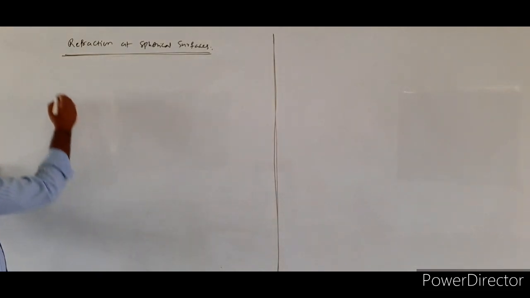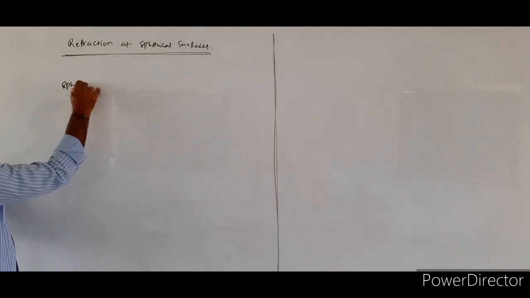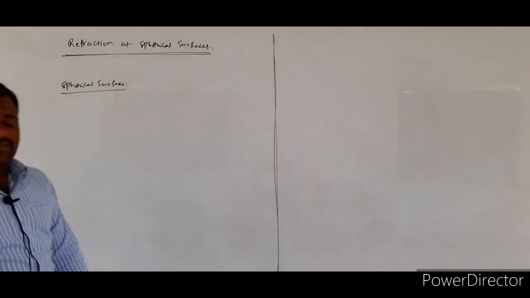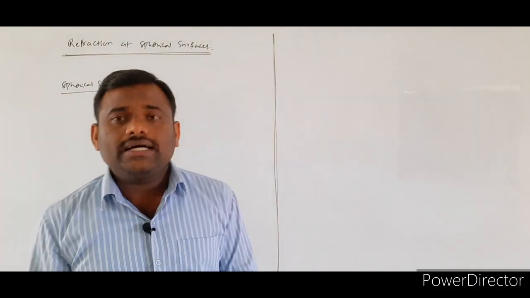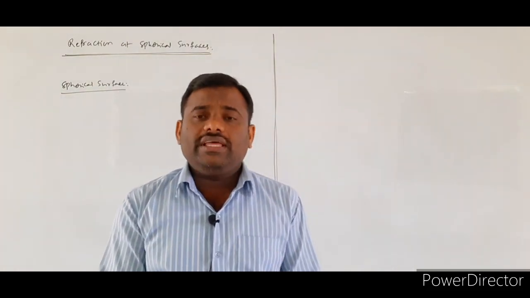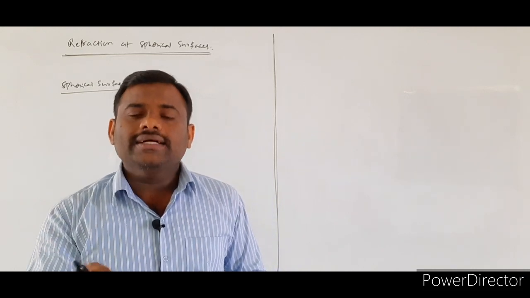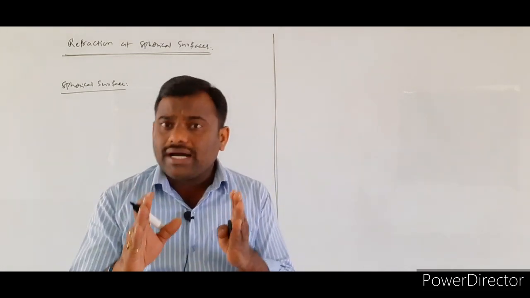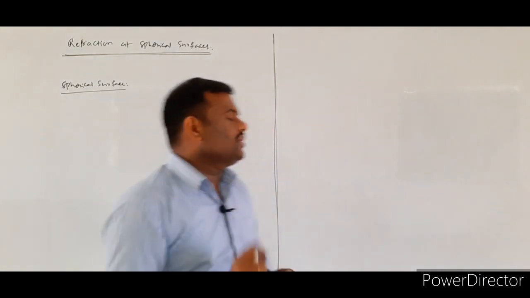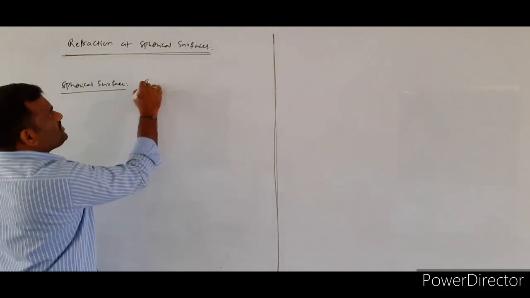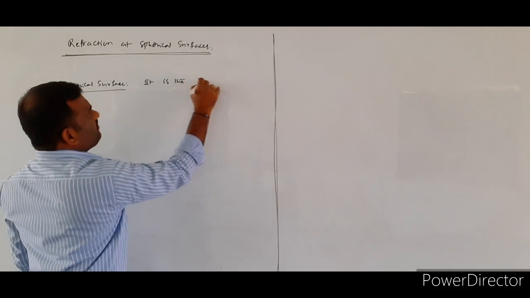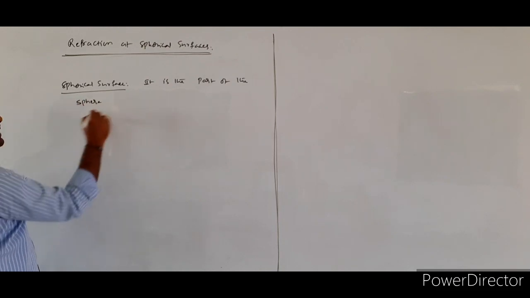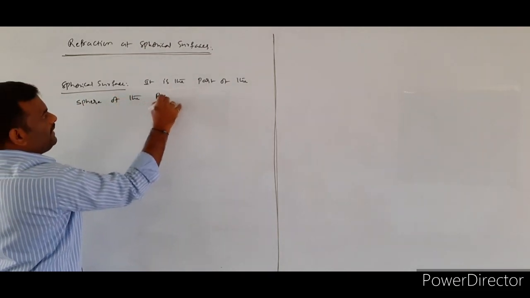The first one is what? What is a spherical surface? And how do we get the spherical surface? A spherical surface is a part of the sphere of refracting material. So how can we define a spherical surface? It is the part of the sphere of the refracting material.